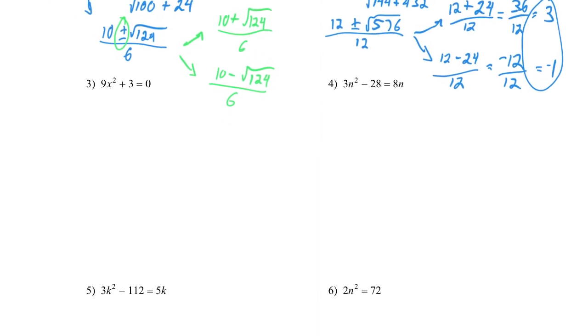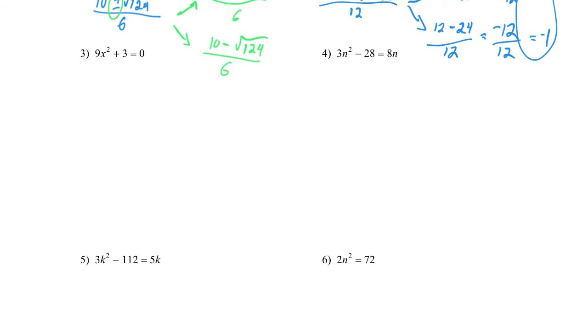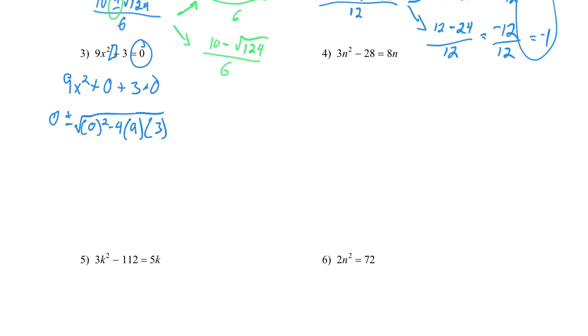All right, number 3, let's do that one. It's a little bit different. It's already equal to 0, so we don't need to rearrange things, but we're missing the b term. All right, so there is nothing there, so you're going to put a 0 in there for the b. Okay, so when you go to plug into your formula, you're going to put in 0. So the negative b is just 0, plus or minus the square root b squared, so 0 squared, minus 4 times a times c. So negative 4 times 9 times 3. Then your big fraction: 2 times a is 9.